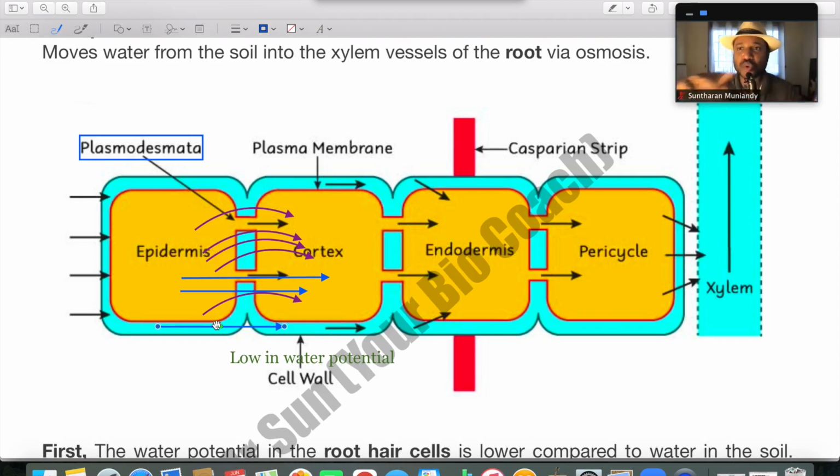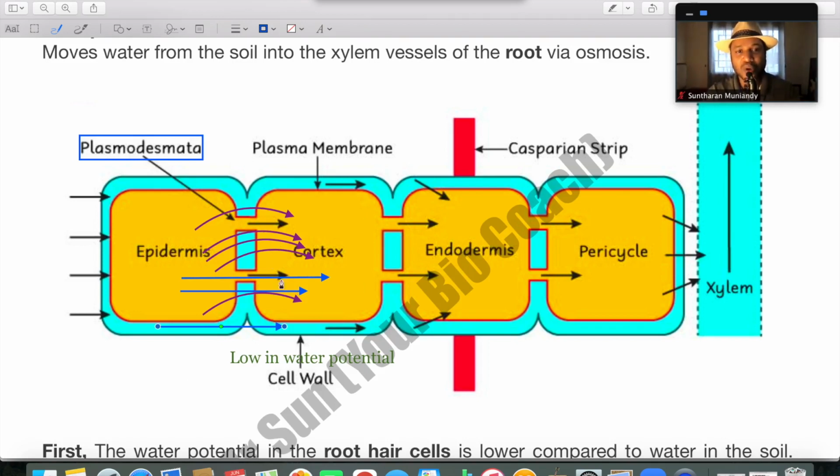So water can move from one cell to another cell using the Symplast pathway and the Apoplast pathway. That is one thing that you will need to remember, very important. They can ask you in paper 1 and even in paper 2 in section A. Okay, now let's look at the next one.